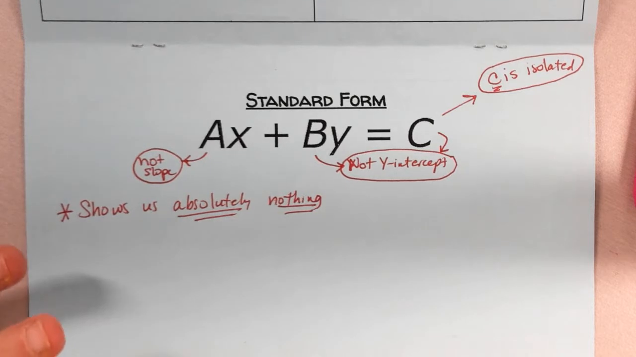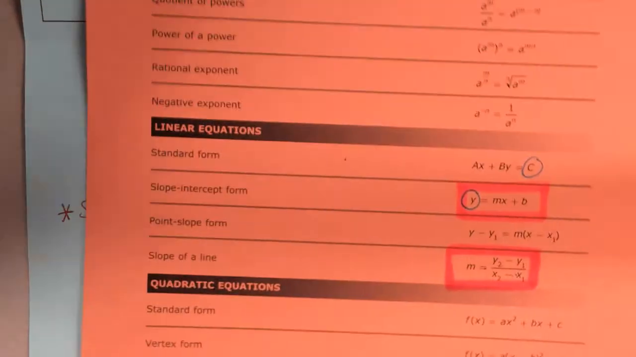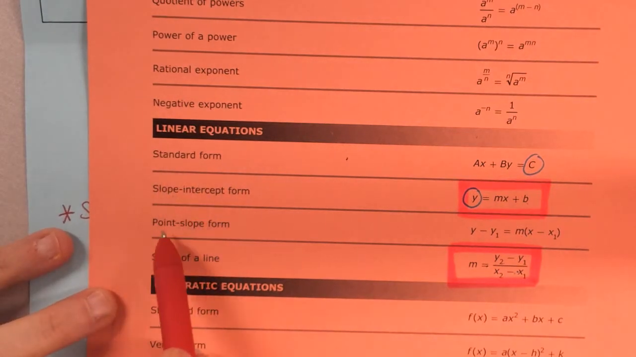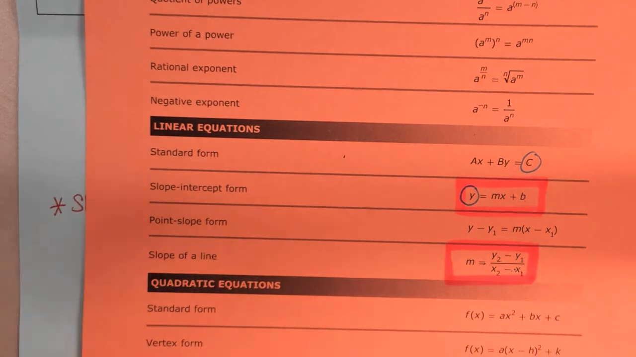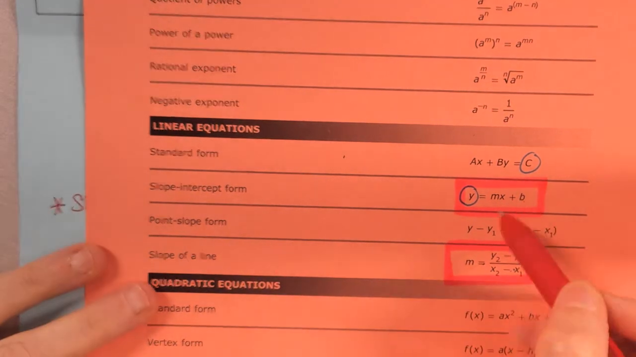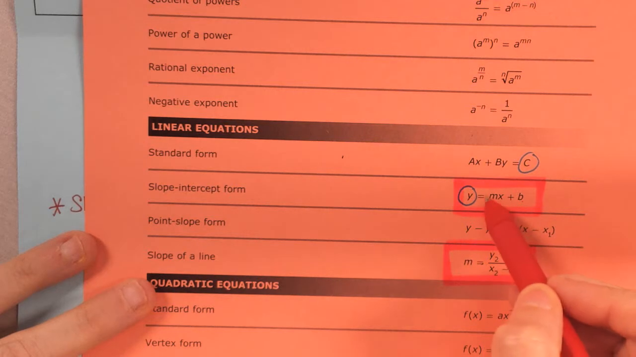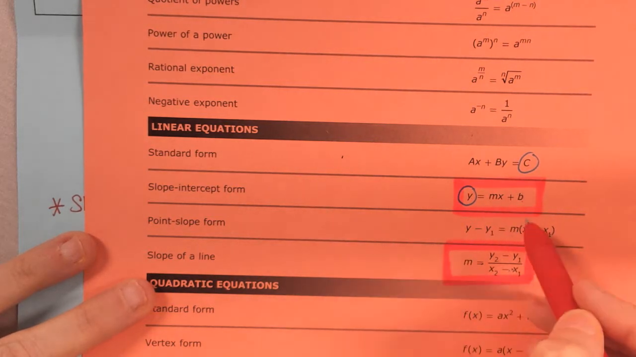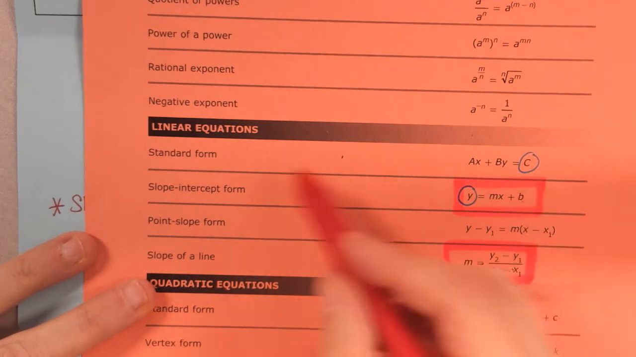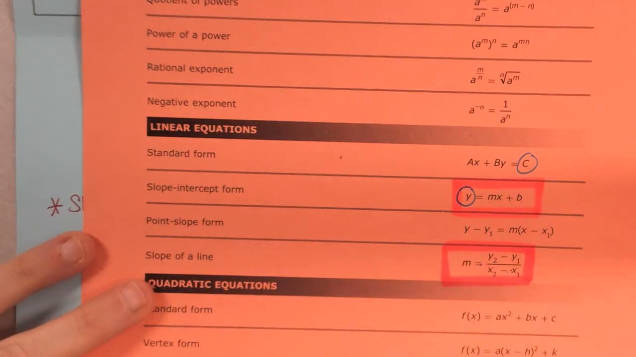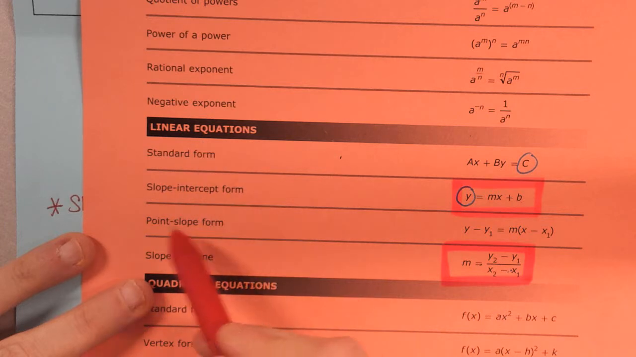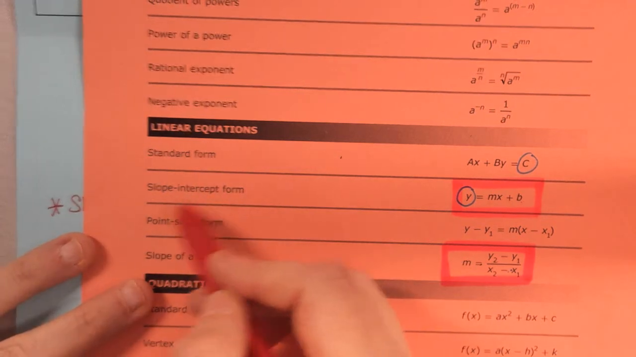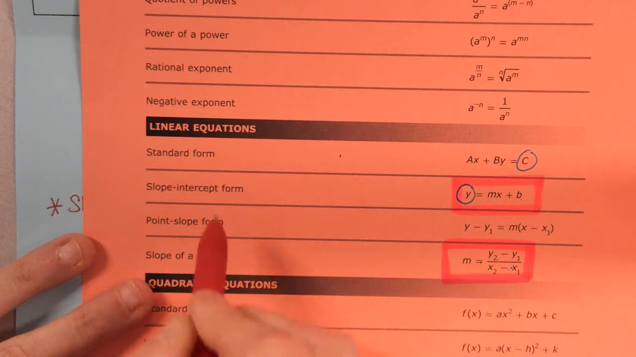So here is the tip I want you to take away. If you look at your formula chart, we have standard form, slope-intercept, and point-slope form. If the form doesn't say slope, it doesn't tell you the slope. This one says slope-intercept form, and there's the slope. This one says point-slope form, there's the slope. This one doesn't say slope anything, so you can't tell the slope by looking at it. If it doesn't say intercept, you can't get the intercept from it. If it doesn't say point, you can't get a point. These form names tell you what you can get out of them.